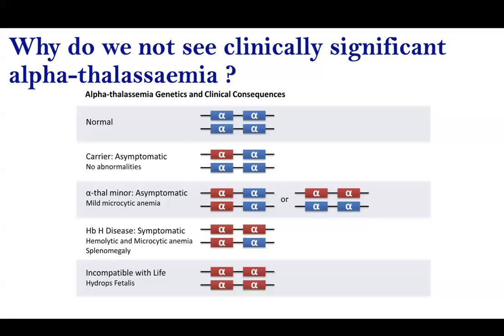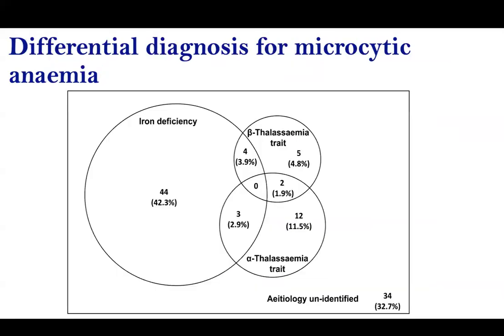So the reason why we don't see severe alpha thalassemia or Bart's hydrops fetalis in this country is that the mutations we have are different. However, alpha thalassemia trait causing mutations are very, very prevalent. So it's grossly undiagnosed because there are no facilities to diagnose. And we have done studies and we have seen the majority, it's even higher than the beta thalassemia trait.